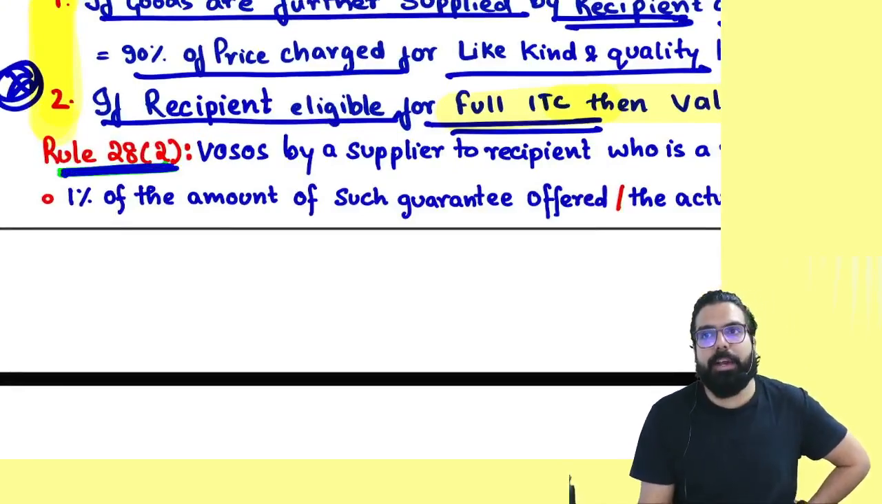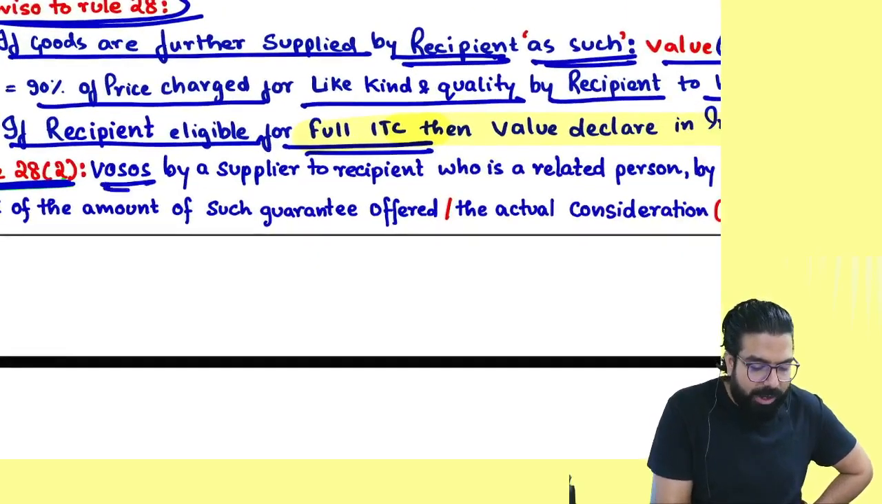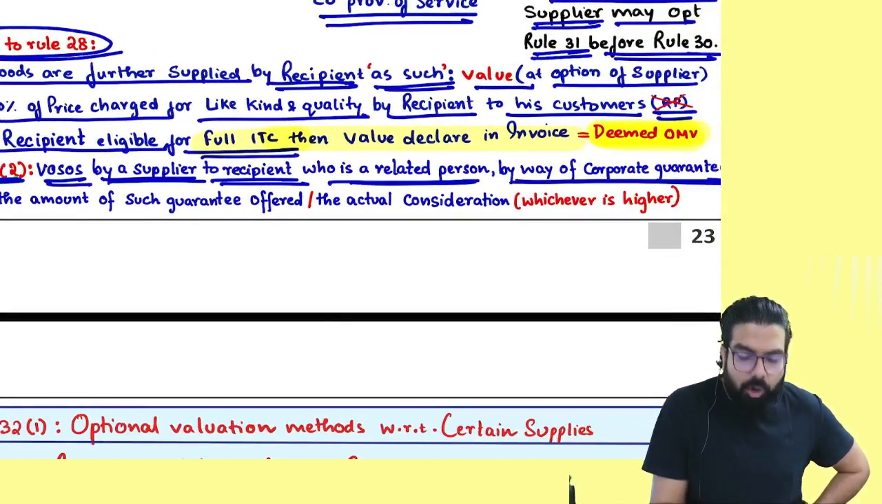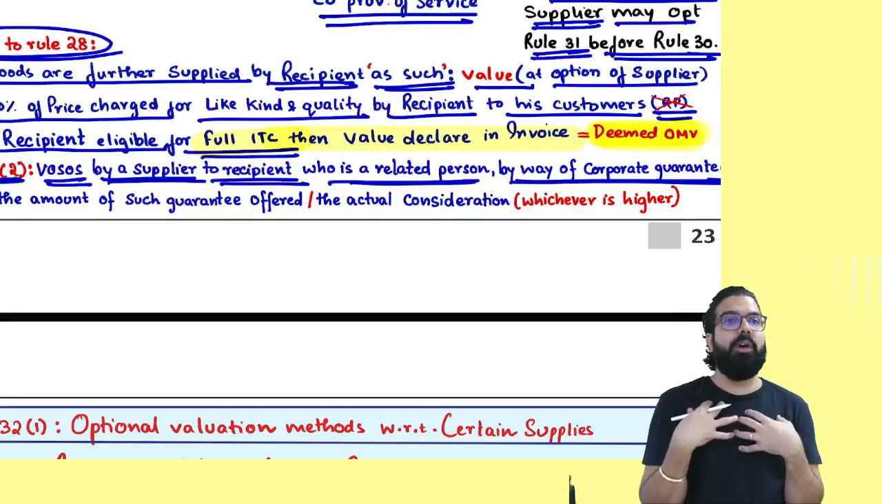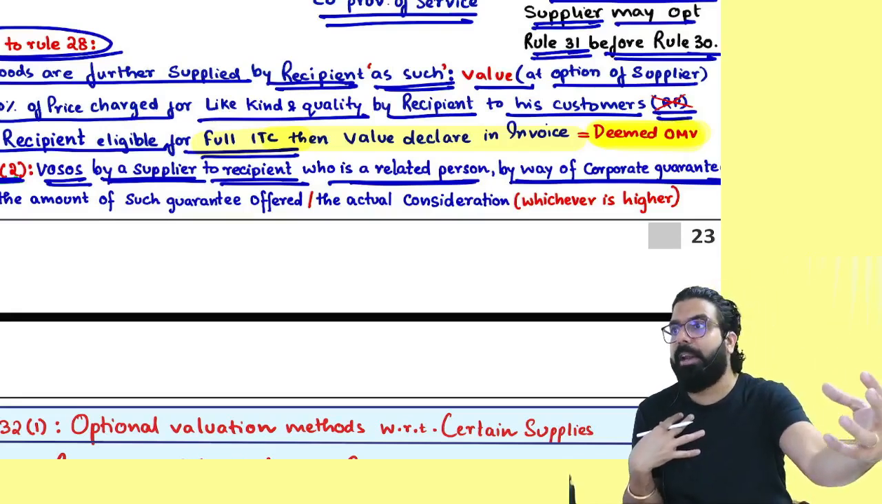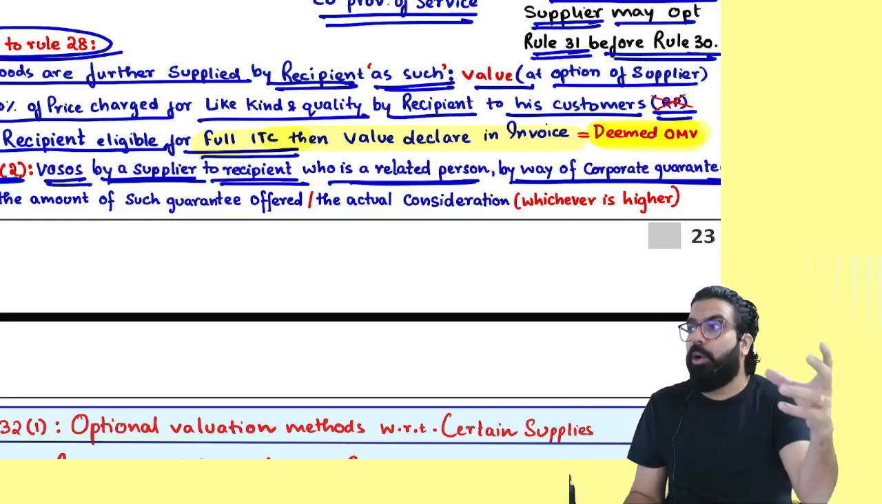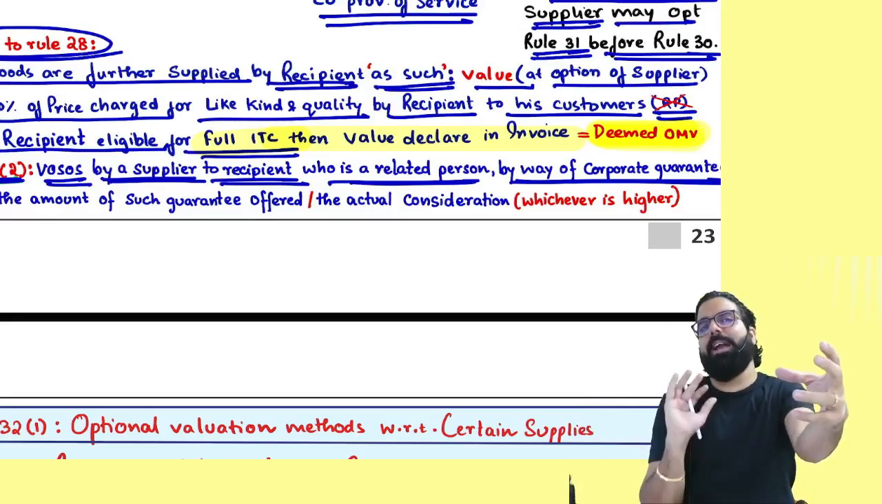Everyone over here now. Rule number 28.2 has been introduced, which goes ahead and talks about the value of supply of service by a supplier to a recipient who is a related person by way of corporate guarantee. Always remember one thing, corporate guarantee. So if I am the holding company and I am giving a guarantee to the bank for my subsidiary company, everyone, the holding company gave a guarantee for the subsidiary company to the bank.